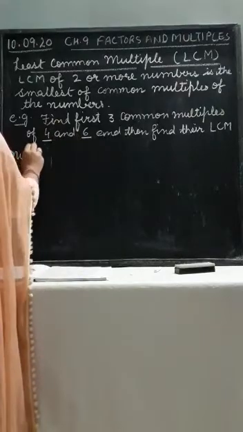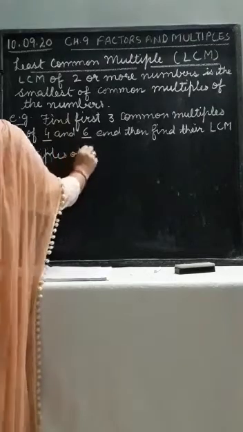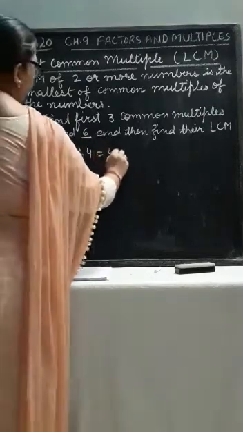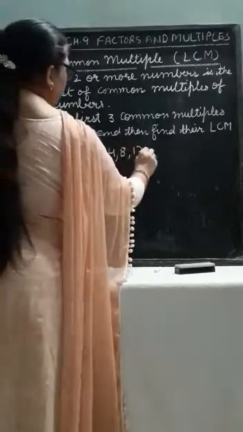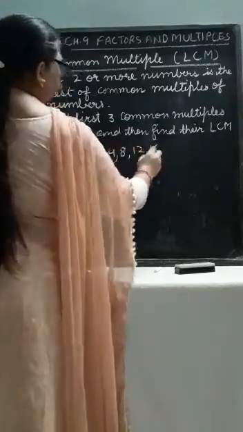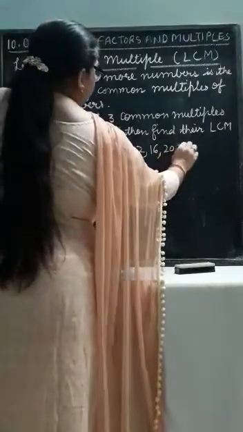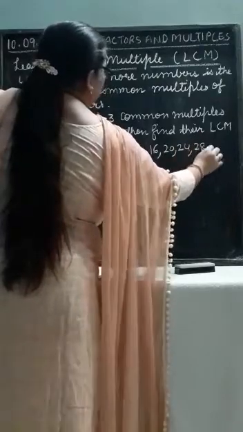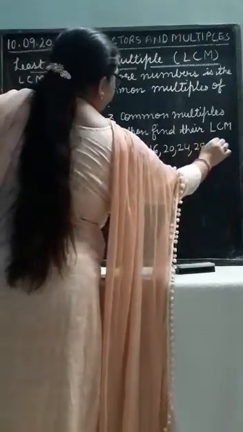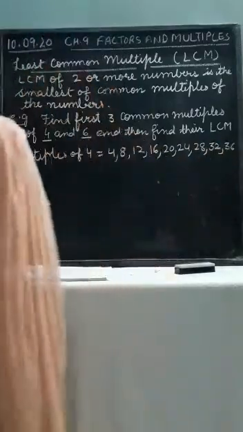Multiples of 4. 4 ones are 4, 4 twos are 8, 4 threes are 12, 4 fours are 16, 4 fives are 20, 4 sixes are 24, 4 sevens are 28, 4 eights are 32, 4 nines are 36.